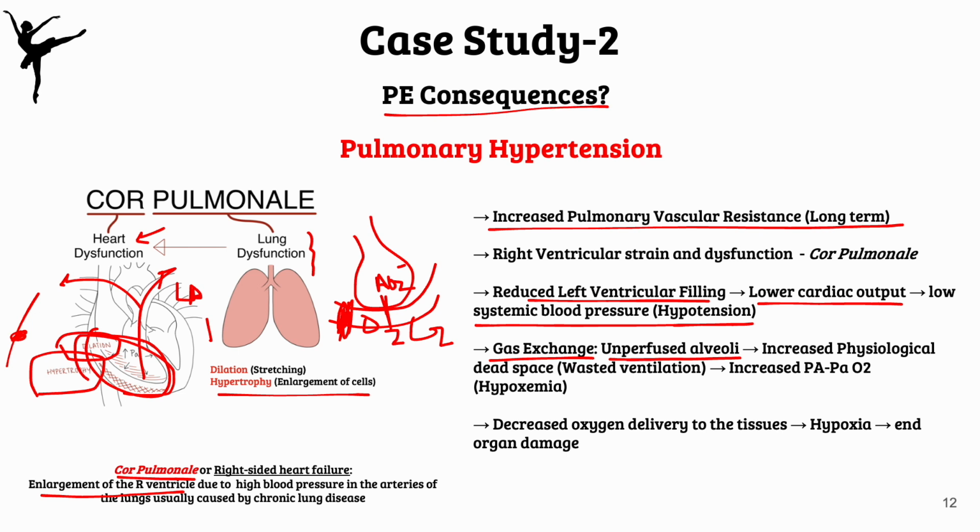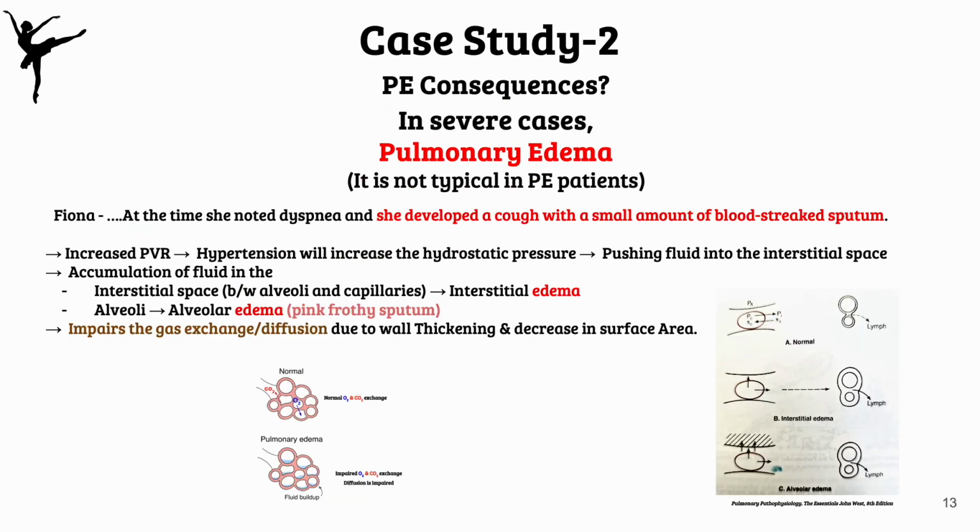So what would they contribute to? They would contribute towards the physiological dead space. So the physiological dead space would increase. As a result, there would be an increased difference between the alveolar partial pressure of oxygen and the arterial partial pressure of oxygen. Therefore, there will be a decreased oxygen delivery to the tissue, which will cause hypoxia, decreased oxygen in the tissues, and that can lead to organ damage eventually.